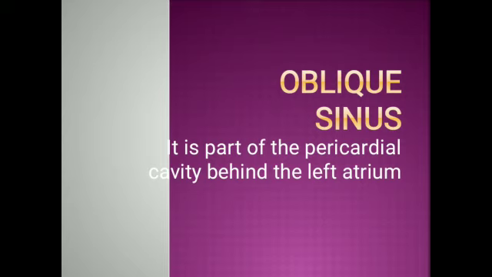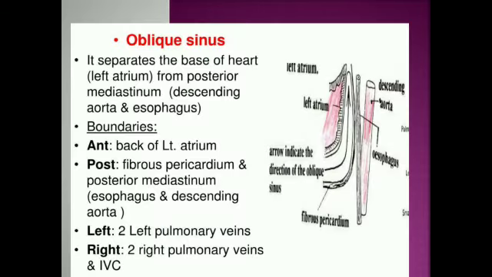Next, we'll look into the next sinus, which is called the oblique sinus. The oblique sinus is a part of the pericardial cavity behind the left atrium. Remember, the transverse sinus will lie in front of the left atrium and this will lie behind the left atrium. The oblique sinus is a part of the pericardial cavity behind the left atrium.